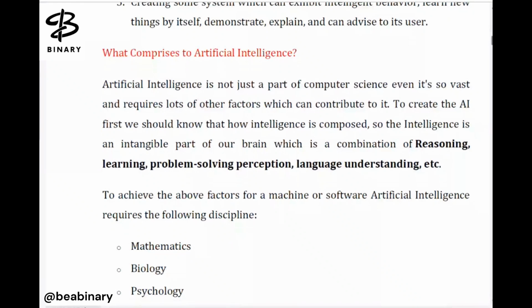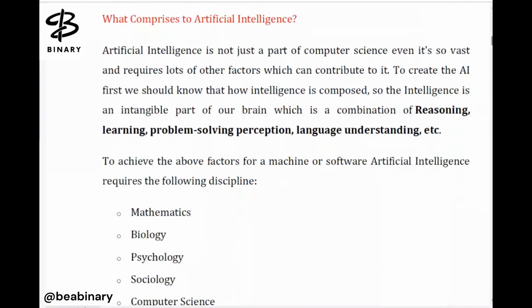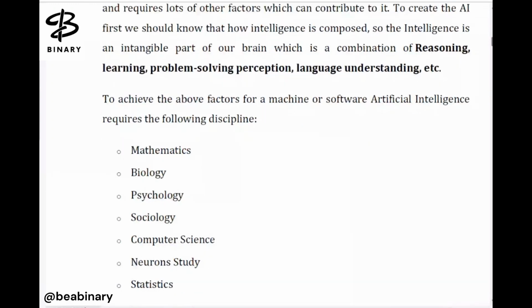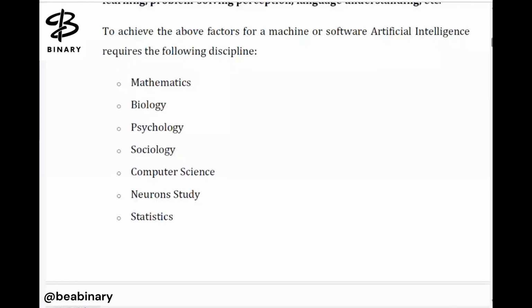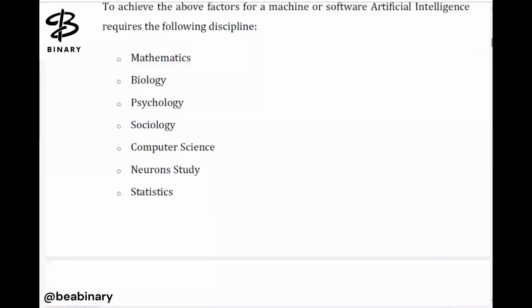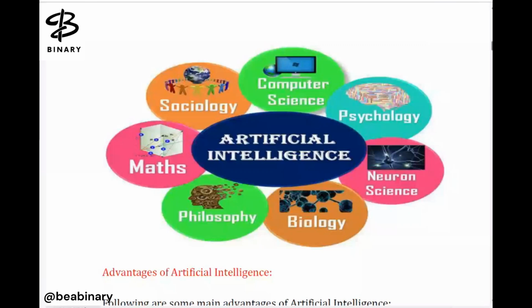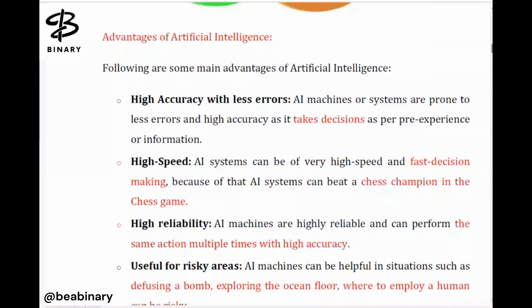To achieve the above factors for a machine or software, intelligence requires the following disciplines. What you need: neuron study, computer science, sociology, psychology, biology, mathematics, and statistics. So these disciplines will help you to work on artificial intelligence. So now definitely we have seen what artificial intelligence is, and how it works.